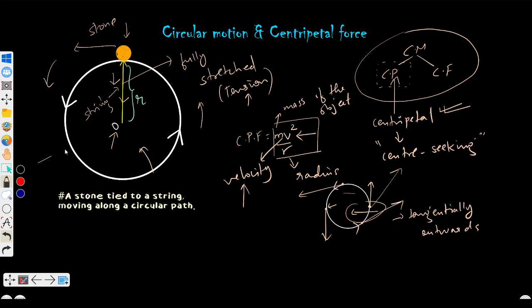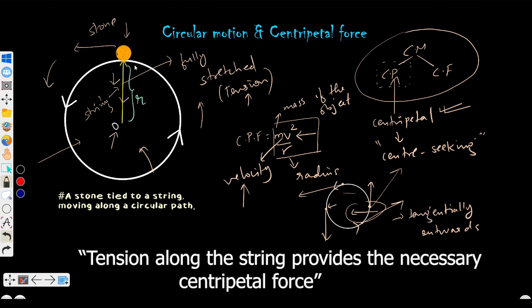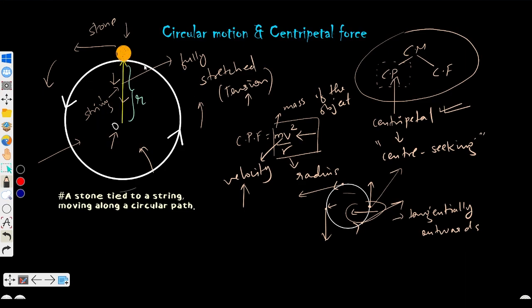So I hope this example is clear to you. If you want, I'll just repeat this. I have considered a string and we attach an object, a stone, at one end of the string and we hold the other end. And if you start rotating this, we observe that this string is fully stretched, it is under tension, and tension is nothing but a force. So when we rotate, this object will trace out a circle like this, and we say that the object is performing circular motion.